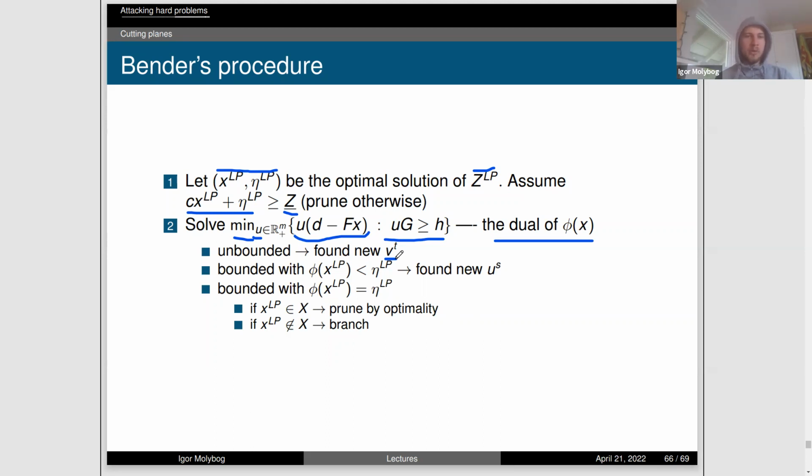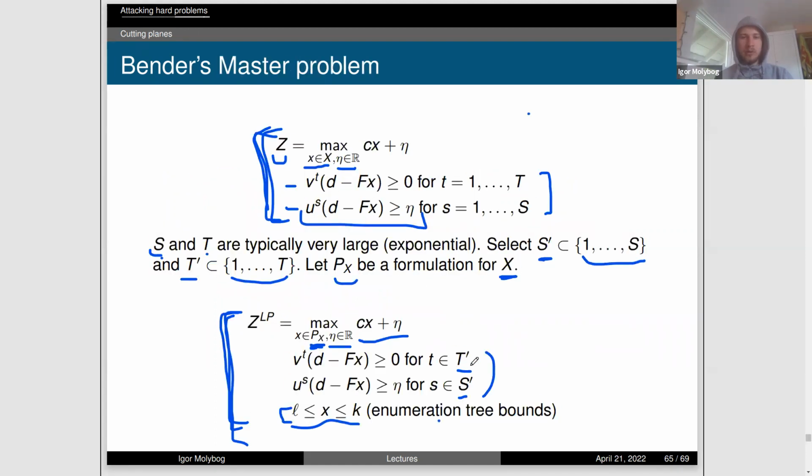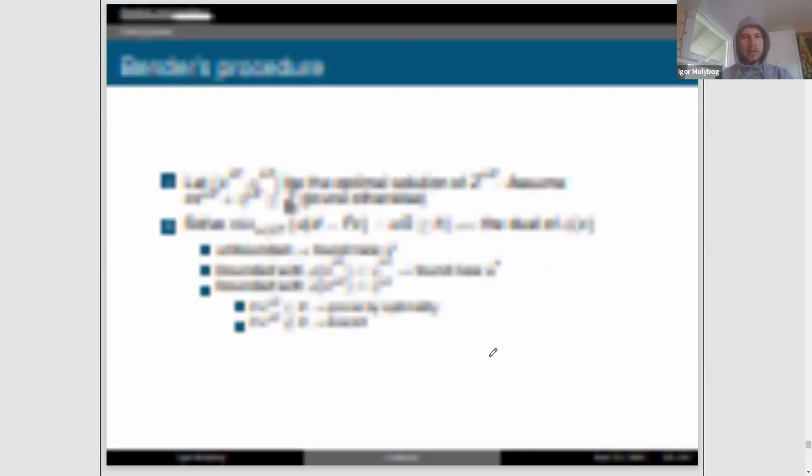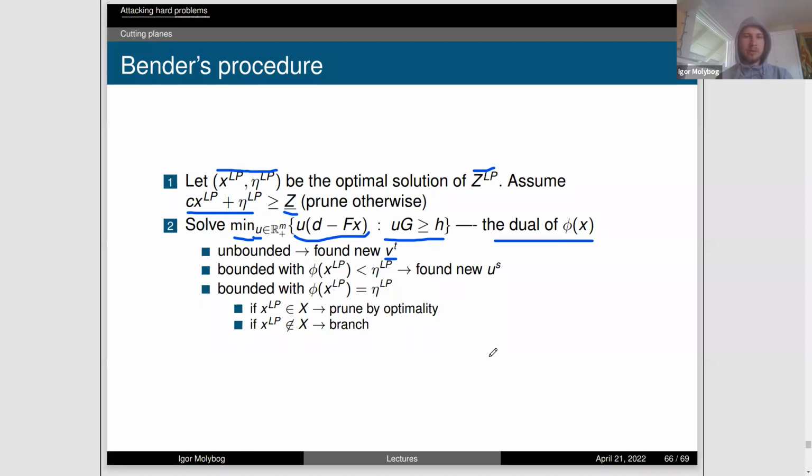Therefore, if it's unbounded, we have found a new extreme ray, and we can add it back into our formulation over here. This extreme ray will never appear again, and it will prevent us from getting the same solution at this stage. Therefore, it cuts off the corresponding case.